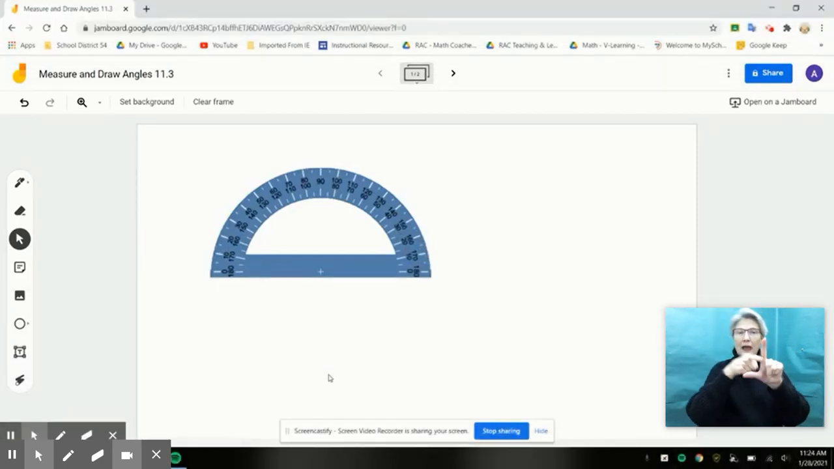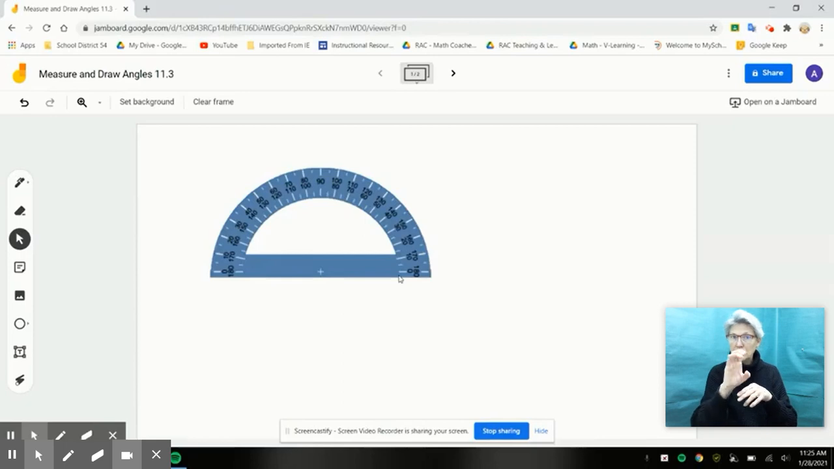This is a protractor. A protractor is a tool marked off in intervals from 0 degrees, you can see that there's a 0 on this side as well as this side, to 180 degrees, and is used to measure the size of an angle. A protractor has two scales, each of which start at 0. One scale is read clockwise and the other is read counterclockwise.